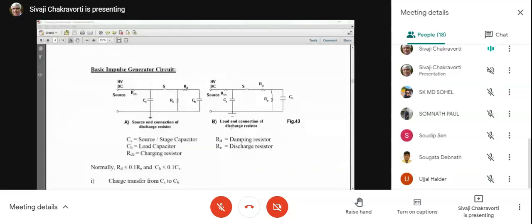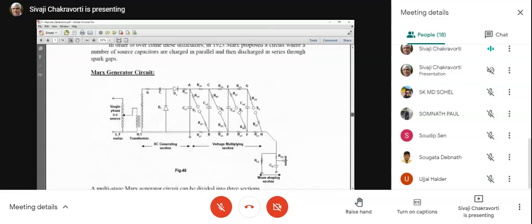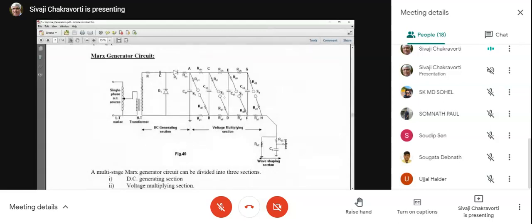Now I was telling that if my output voltage is say 800 kV or 1000 kV, then we cannot have a single capacitor because it is just not possible to make it. So we need a multi-stage circuit. I will show you exactly what the multi-stage circuit is.